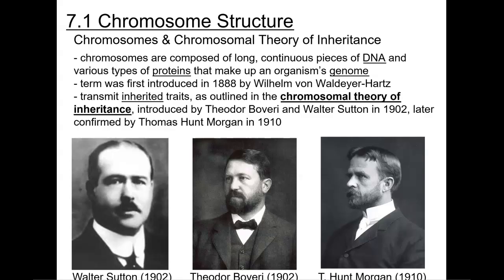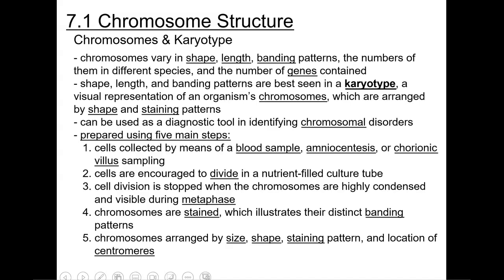And so they come in, they are able to now see this chromatin, and then they're able to go through and see cells that are dividing and see the chromosomes. And so they're going to determine that this is where inherited traits come from. Now, chromosomes are going to vary in shape, length, banding patterns, and the number of them is going to be different in different species. And the number of genes that's contained in them will also be different depending on the species. For example, humans are going to have 46 chromosomes.